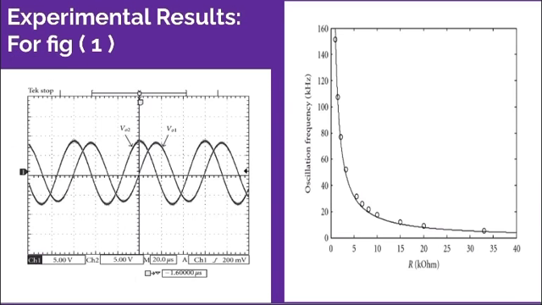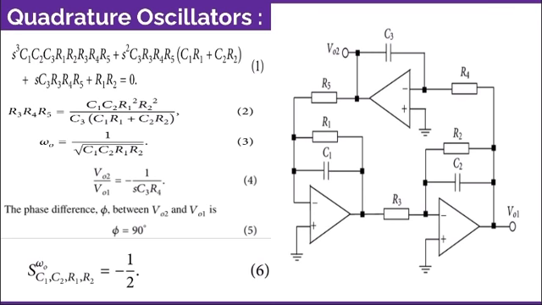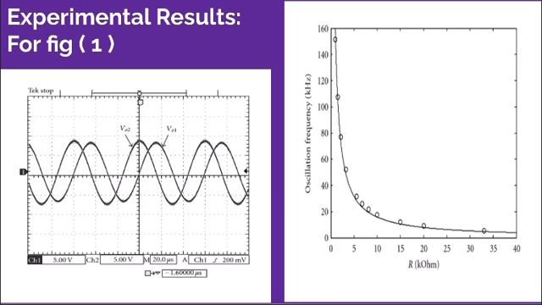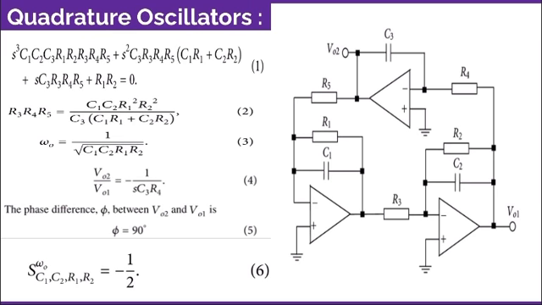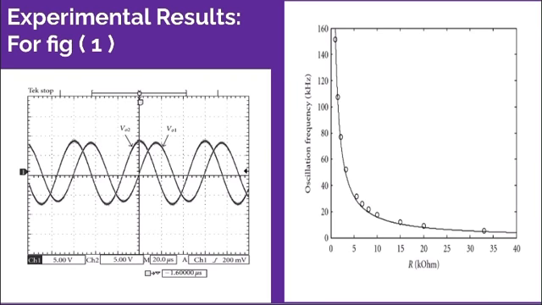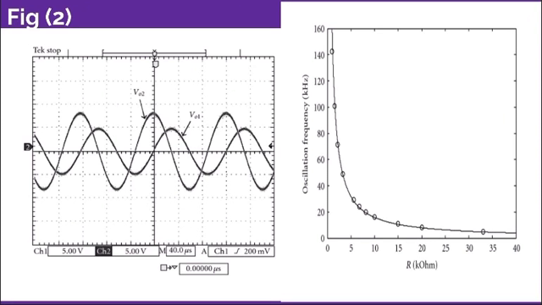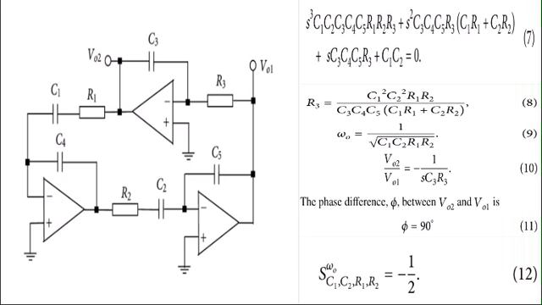So here, this plot which we see shows the experimental result of the oscillation frequency of the figure, which was this. By varying the value of R, where R is equal to R1, R2, R4 and R5, with C1 equal to C2 equal to C3 equal to 1 nF, and R3 was varied to ensure the oscillations will start. So this is the plot for this circuit. As we can see, we also have a plot for the second circuit diagram.